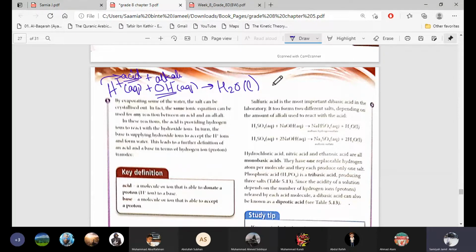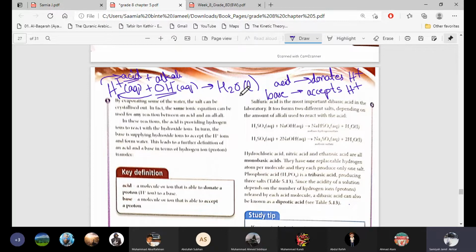So acid is the one which donates H positive, and the base or alkali is the one which accepts this H positive, because in alkali you can see here OH negative. This OH negative reacts with H positive to form water. So the OH negative ion is actually accepting this H positive to form water.